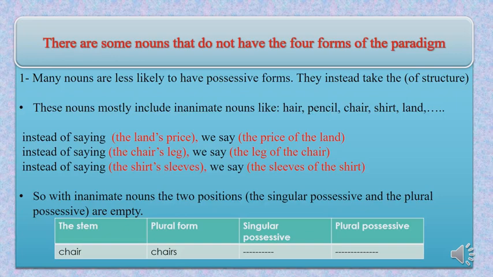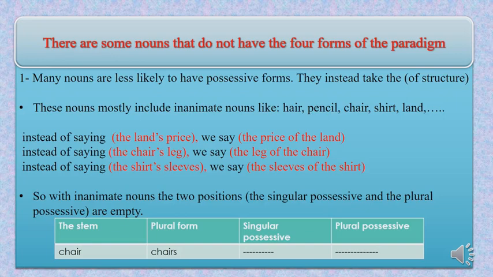Instead of taking the S possessive, we can use the of structure. So instead of saying the land's price, we say the price of the land. Instead of saying the chair's leg, we say the leg of the chair. Instead of saying the shirt's sleeves, we say the sleeves of the shirt.